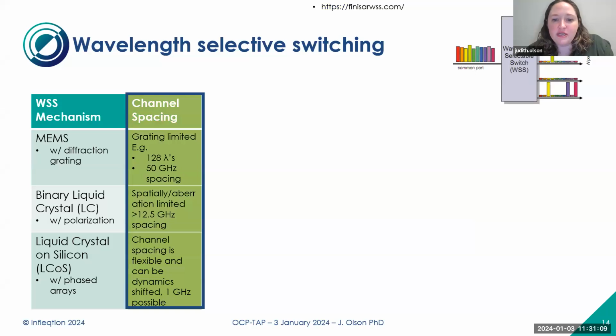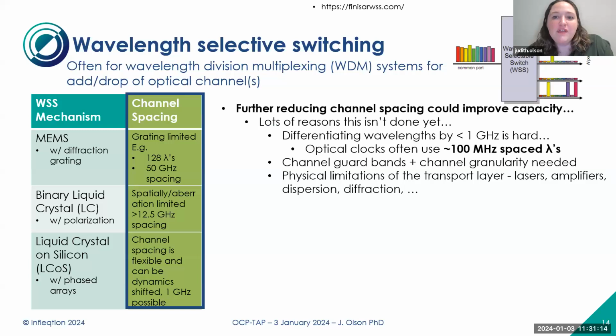So you'll notice all of these channel spacing wise, though, they're still in the gigahertz range. And we think we can do better. There's lots of reasons why people haven't done better. I'd love to hear more from this group, especially if you have other ideas. But at least from what I could find, it didn't seem like there was a reason why you couldn't go down to 100 megahertz or narrower spacing right now.